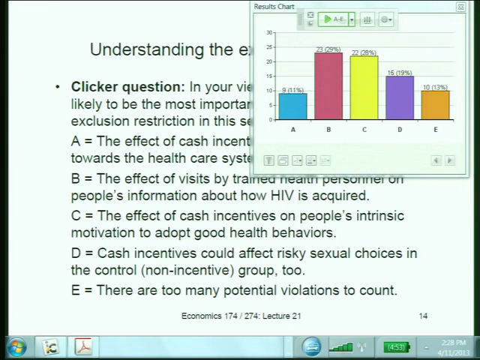Can someone who answered D explain a channel that they think is interesting or potentially important with a spillover onto the control group? We found that women engaged in consensual sex had more risky behavior when they were exposed to economic shocks.